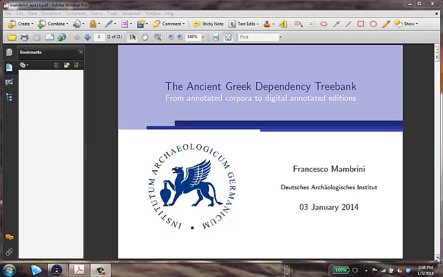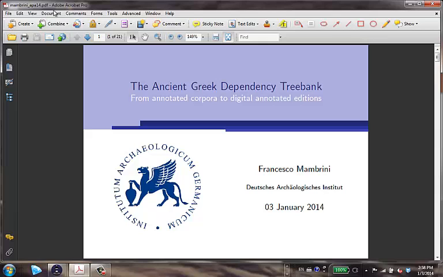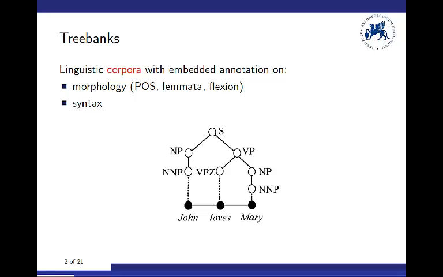2009, a continuation of the Ancient Greek Dependency Treebank. The Latin Dependency Treebank was started a little earlier, in 2007, and as we will see in a while, it has reached quite a substantial status, so it's rather important, and it promises to grow even more with the initiatives of the Humboldt Chair in Leipzig.